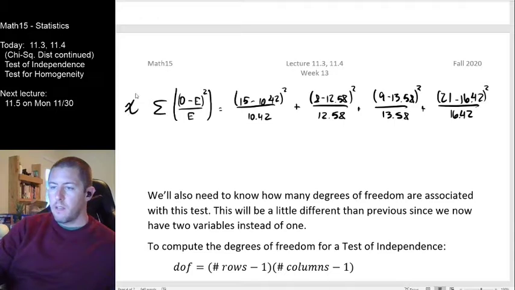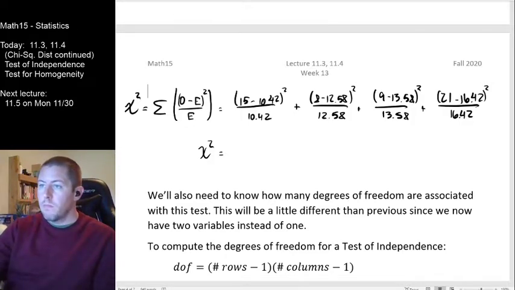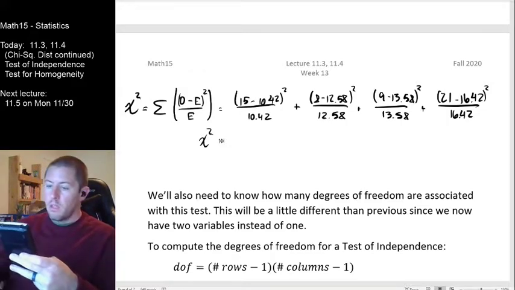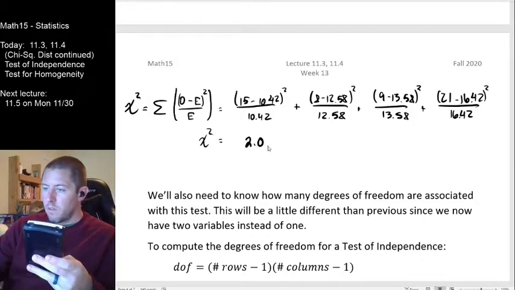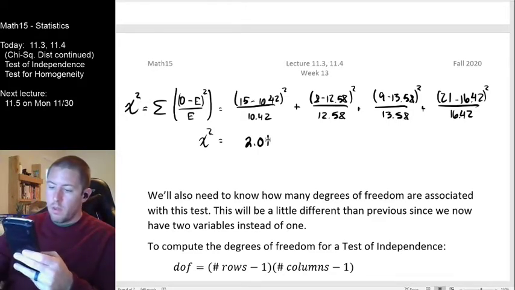So let's just say here, chi-square equals that stuff. I just want to move this so I don't have to move all of the rest of my writing here. I can get this in here, chi-squared equals. And so I'm going to do these one by one so we can see their individual contributions. 15 minus 10.42 squared divided by 10.42. I'm getting a 2.01. 8 minus 12.58 squared divided by 12.58. 1.67.